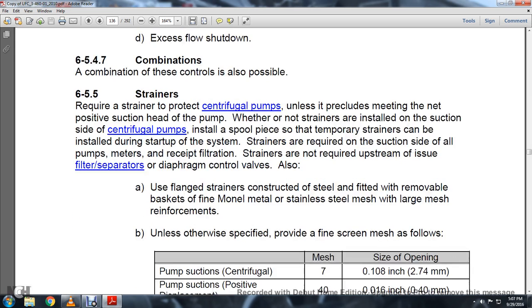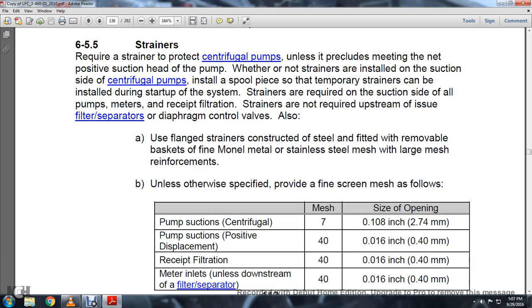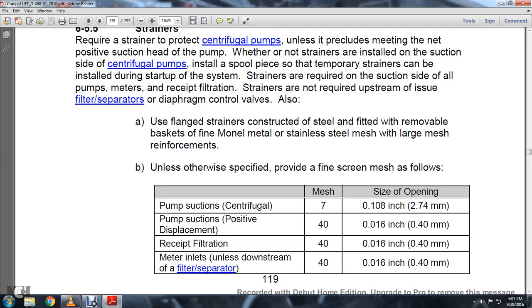Filter separator diaphragm controls also use flanged strainers, constructed with seals and fitted with removable baskets. The baskets are metal with large mesh reinforcement, unless otherwise specified, and are provided with fine screen mesh as follows: pump suction, centrifugal, 8 mesh, 0.108 inch opening. Pump suction, positive displacement, 40 mesh, 0.016 inch. Receipt filtration, 40 mesh, 0.016 inch. Meter inlets downstream of the filter separator, 40 mesh, 0.016 inch sizing opening.